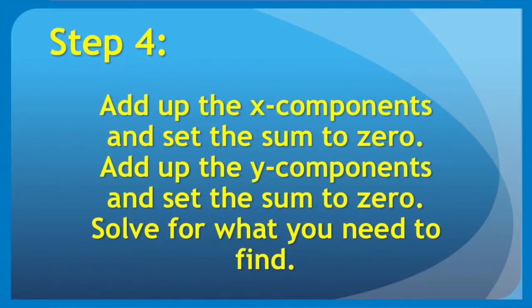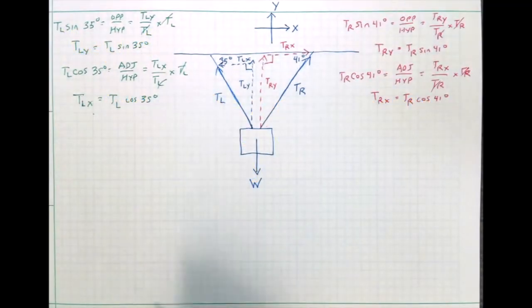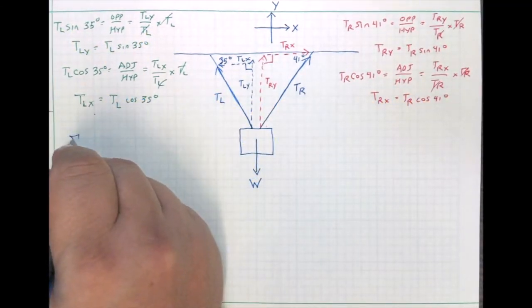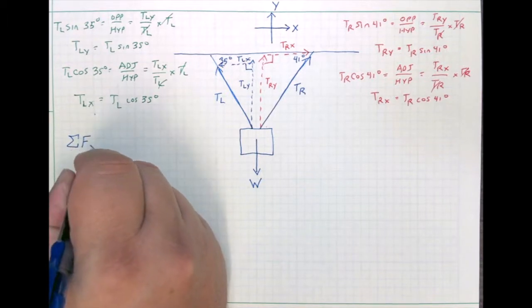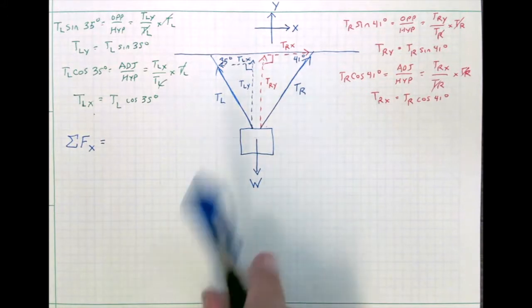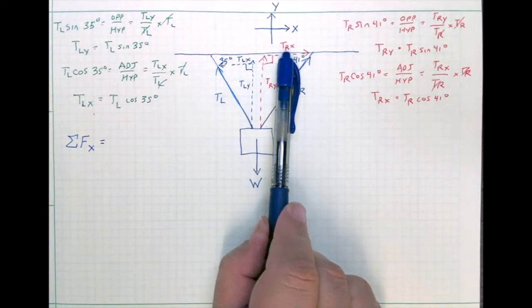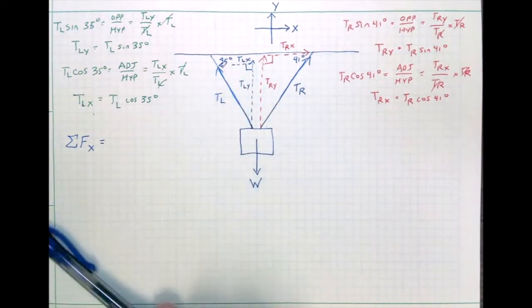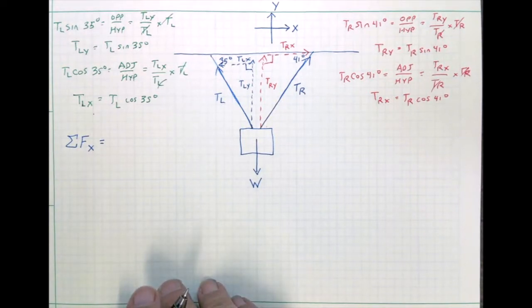Step 4 in this process is to add together the x components and add together the y components, realizing that since the sign is in equilibrium, those components in both the x and y directions will add up to 0. So looking first at the x forces, we say the sum of the forces in the x direction, we have two of those, TRX and TLX are our two x forces.